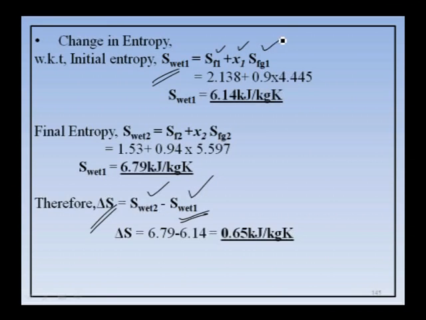It is the initial entropy of wet steam, around 6.14. The final condition of steam is wet. The formula is S wet 2 is equal to SF2 plus X2 SFG2. You substitute all the values, you will get around 6.79 kilojoules per kg K. So therefore the change in entropy delta S is equal to final condition minus initial condition, you will get around 0.65 kilojoules per kg Kelvin of entropy change. So in a throttling process normally they will ask for the final condition, otherwise they will ask for this change in entropy.